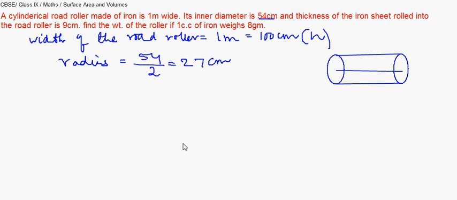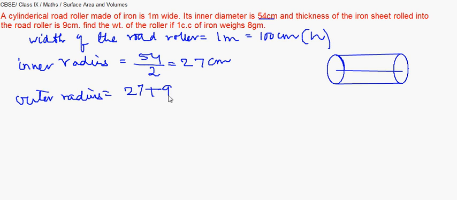The thickness of the iron sheet rolled into the roller is 9 centimeter. The thickness of this part is 9 centimeter. This is the inner radius. We will need to find the outer radius as well, and that is given by 27, being the inner one, plus the 9 centimeter, which is the thickness, and that's giving me 36 centimeter.